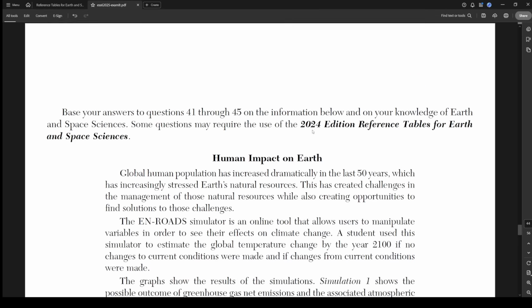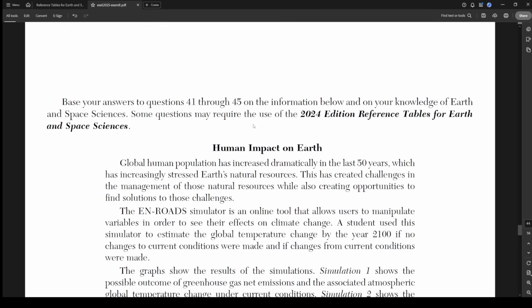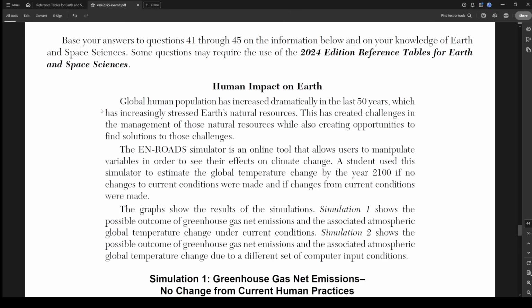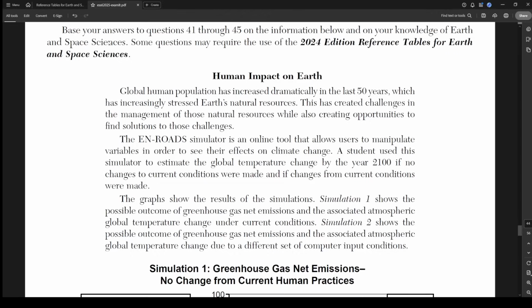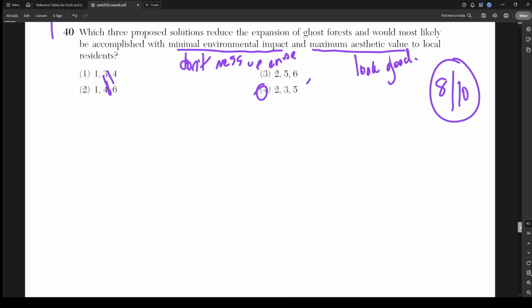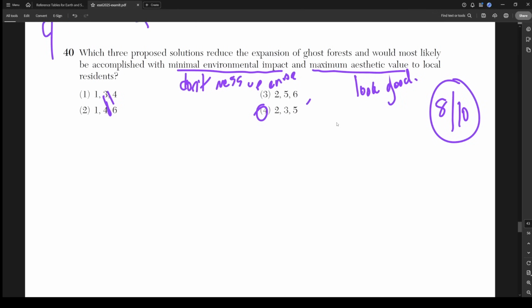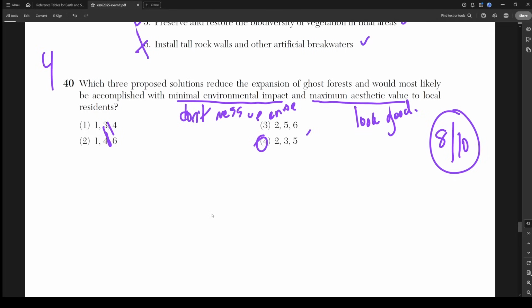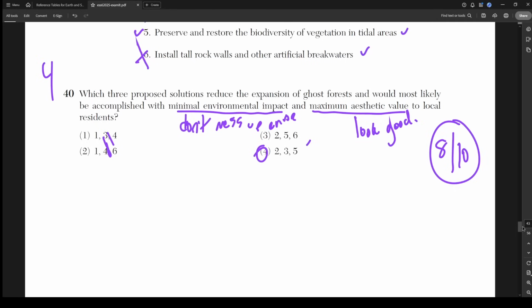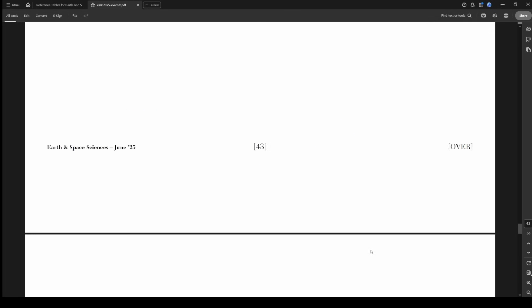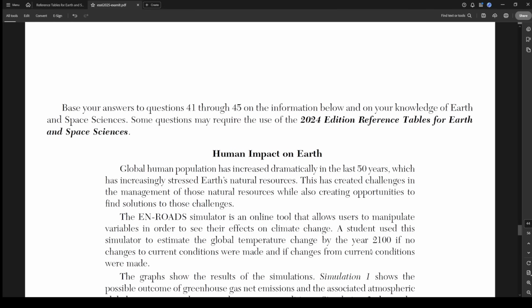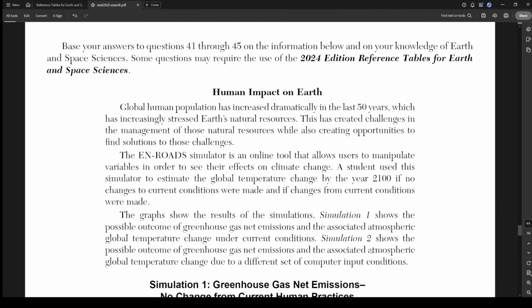All right, base your answers to questions 41 through 45 on the information below. Human impact on Earth. Okay, here we go. You see, even I'm getting like, whew, all right, here we go again. It's too long. Honestly, they should have ended the test already. Like 40 questions, done. By this point, most students are checked out. So I would say these last 10 should have been removed. It's even taking me a long time to go through and explain this, and I have all the background knowledge. Yeah, okay, let's keep going.